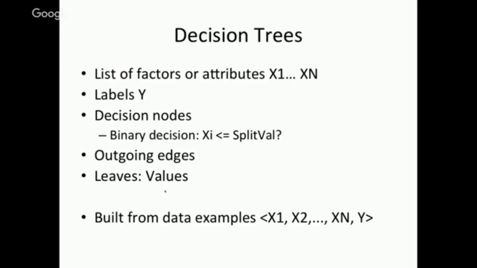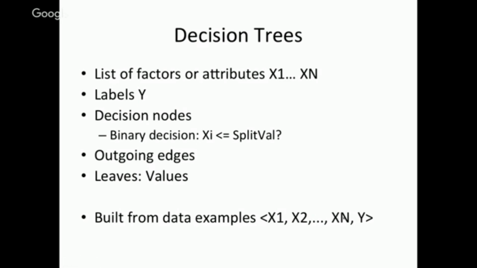And there are 2 kinds of special nodes. There is the root node, which I forgot to mention here, and also leaves. So when you finally reach a leaf at the very end, that's the value that you're trying to predict. The root is the first node at the very top that you start at when you're trying to make a decision. And we build these decision trees from data examples. And again, each row in our data is a set of X's and a Y.